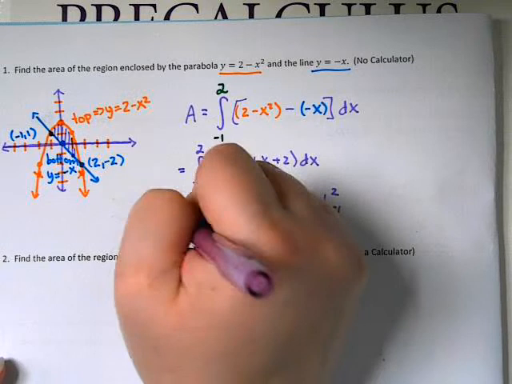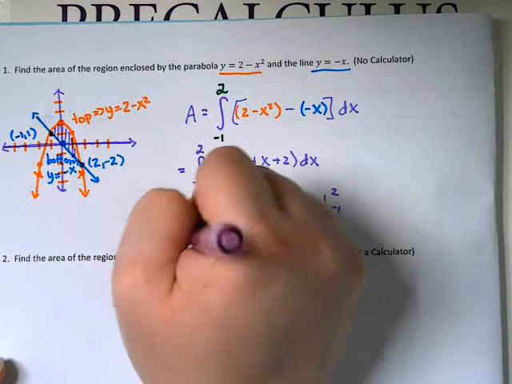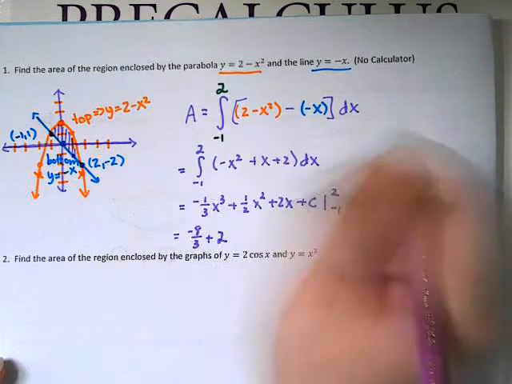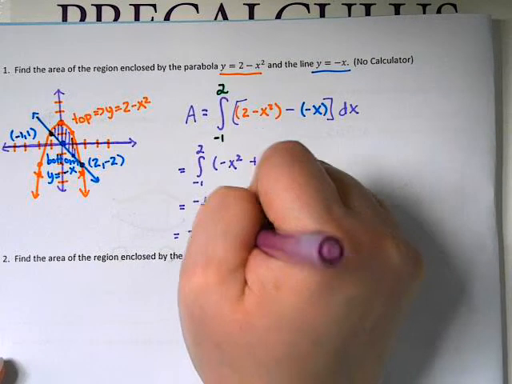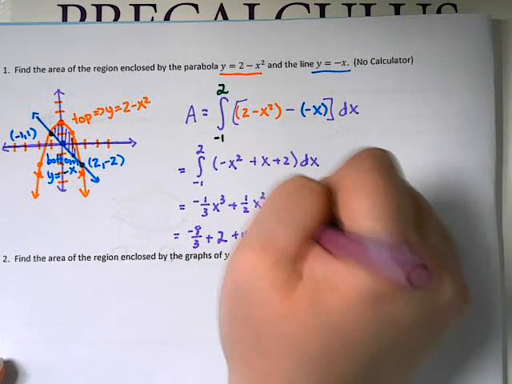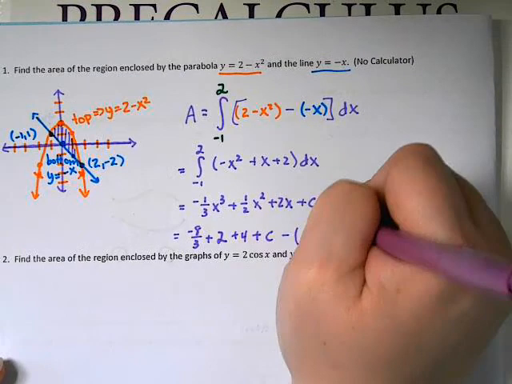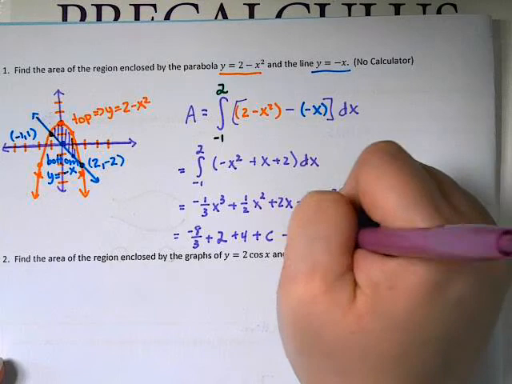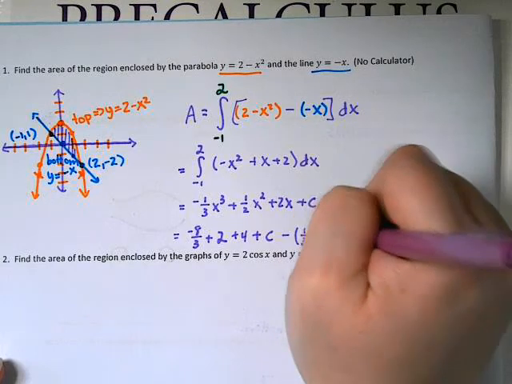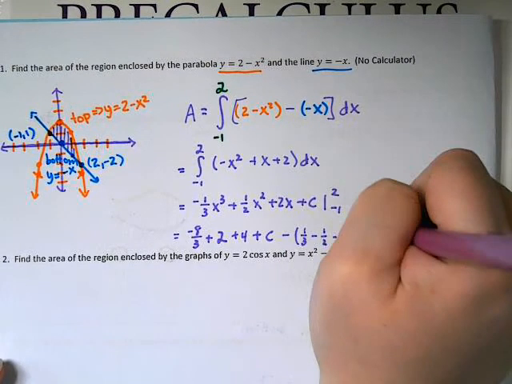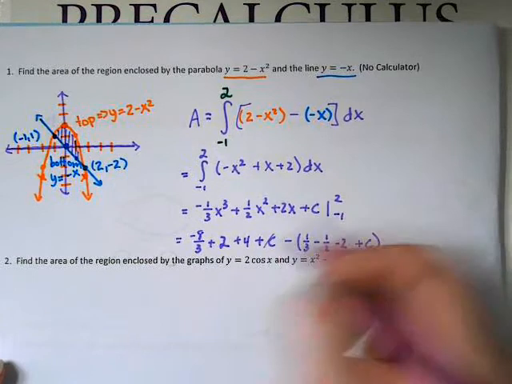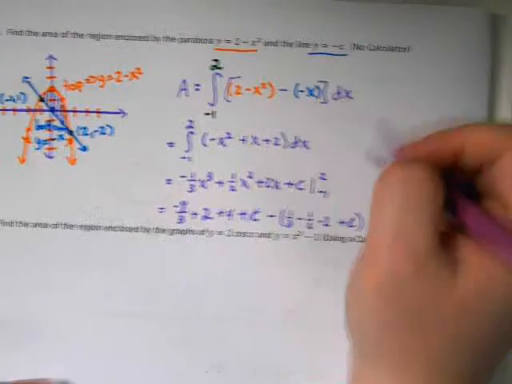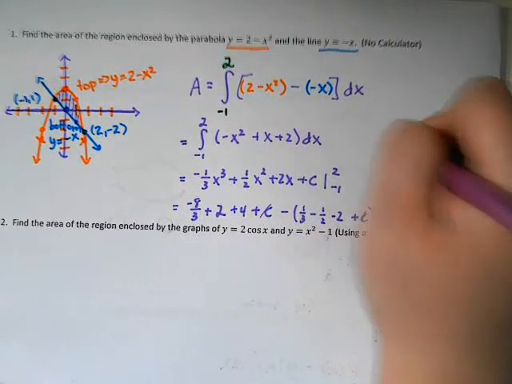So when I do that, let's see, negative, plus, if I plug in 2, I'd get 4/2, which is 2, plus 4 plus c minus, let's see, negative, negative, so that's a positive 1/3 then, minus 1/2 minus 2 plus c. And we know that the c's are going to cancel. Sorry, I'm kind of running out of space there. So I'm going to go up and over to here.